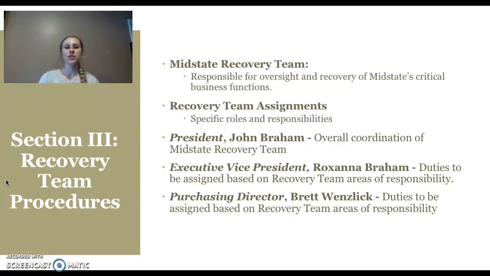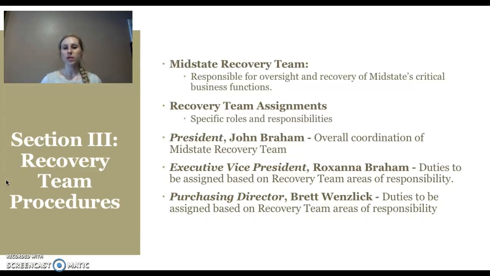Recovery team procedures define the specific roles and responsibilities of individuals within the business continuity plan and within the organization. This was difficult to do because Midstate Equipment is an informal construction company, so a lot of employees don't have titles.